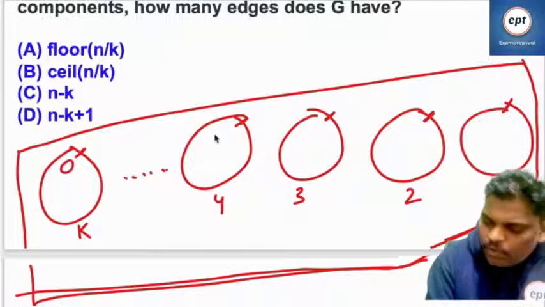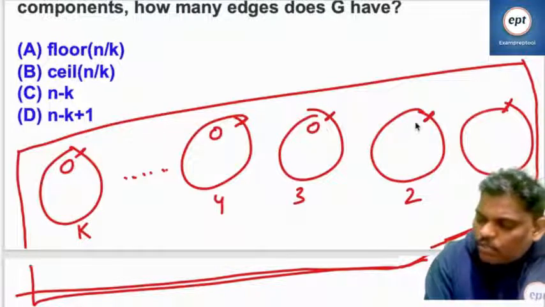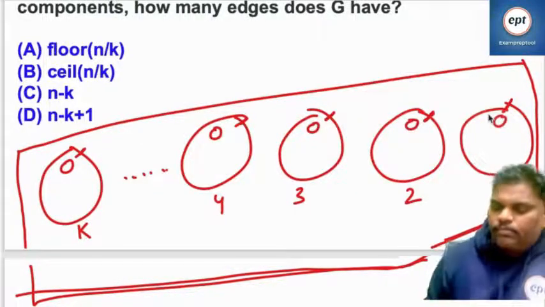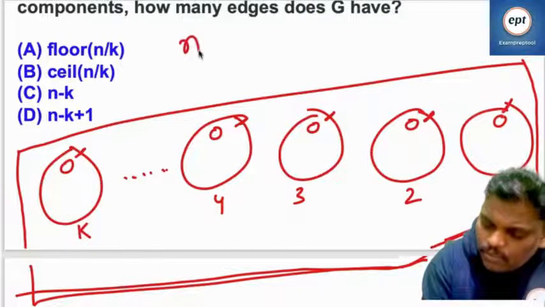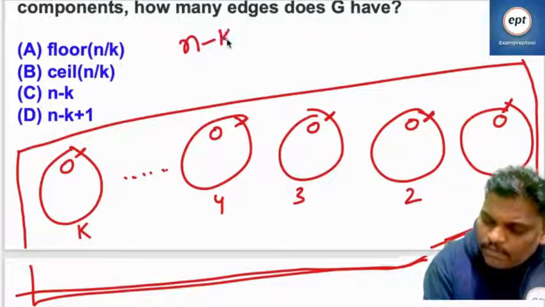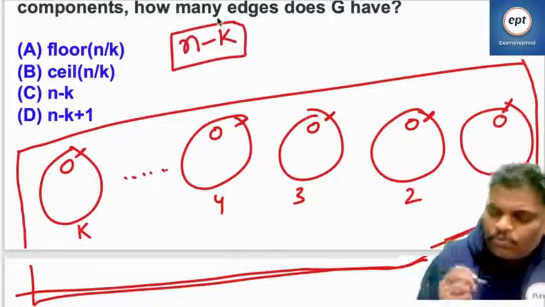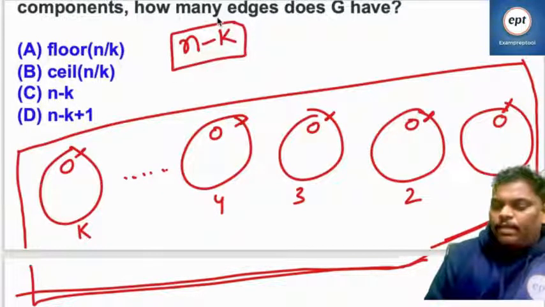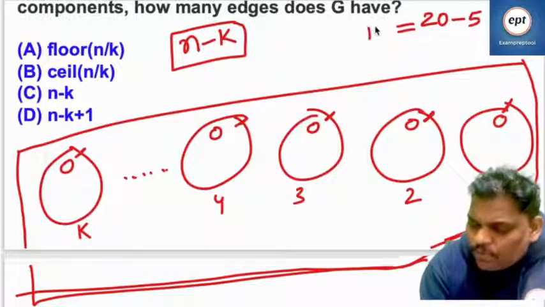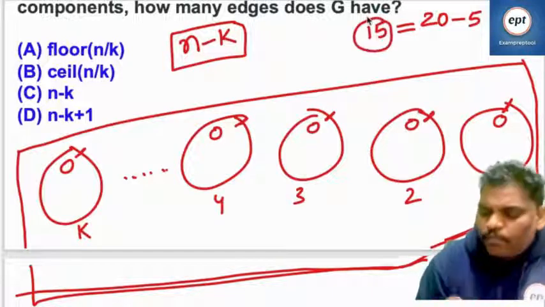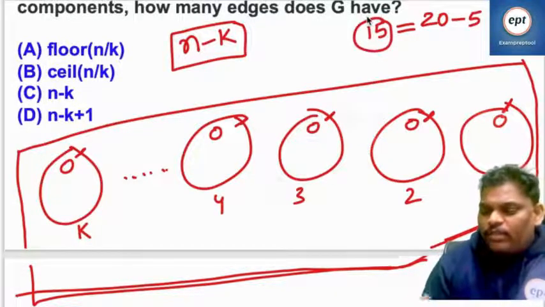So first of all, one node is there in each. K nodes went, because of k components, k nodes went. So total is n nodes, k nodes went. Remaining is n minus k nodes. Suppose assume that if total nodes are 20 and the number of components are 5, 20 minus 5, so 15 nodes are available with us now.